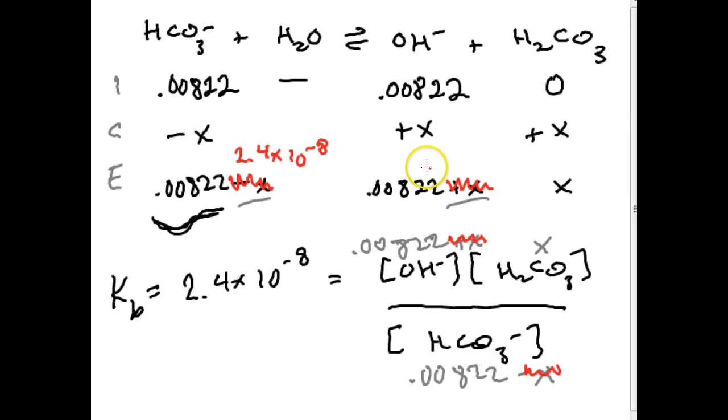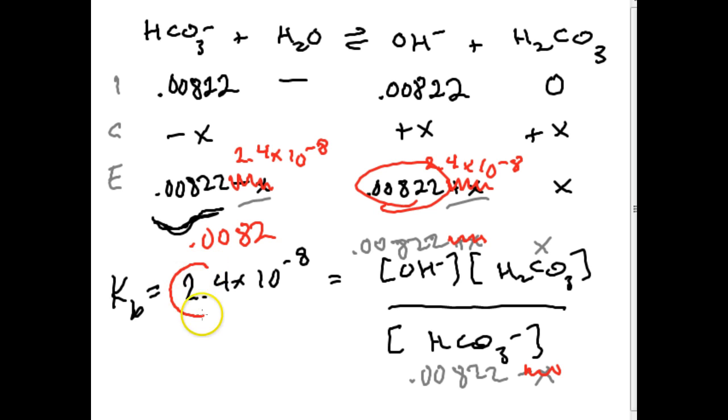Because I have just seen here, and you have watched me seeing it, that the x is so tiny it will not even matter to the 0.00822. In fact, it really shouldn't even be 0.00822. It should be just 0.0082. And that's because this is a 2 significant figure problem, and it's a 2 significant figure problem because they started me out with 0.33 molar, not 0.330 molar.